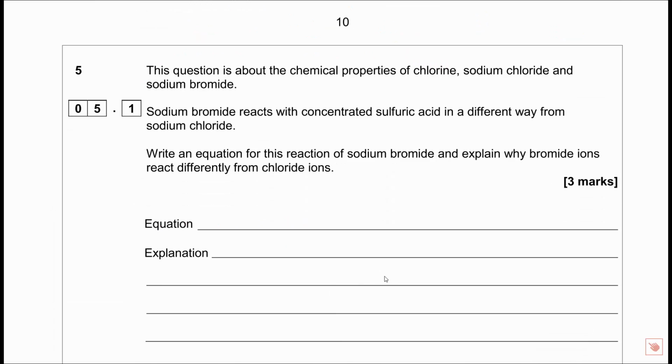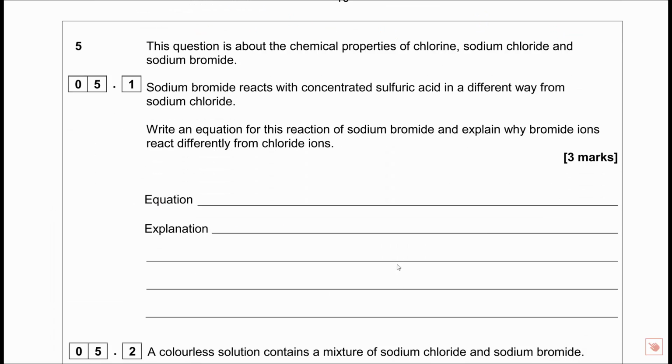So yeah, question 5, here we go, new one. This question is about the chemical properties of chlorine, sodium chloride, and sodium bromide. Sodium bromide reacts with concentrated sulfuric acid in a different way from sodium chloride. Write an equation of this reaction of sodium bromide. Explain why bromide ions react differently from chloride ions. So, the reaction of sodium bromide with concentrated sulfuric. Okay, so we are doing that one. So sodium bromide.